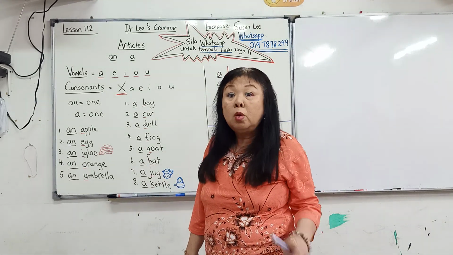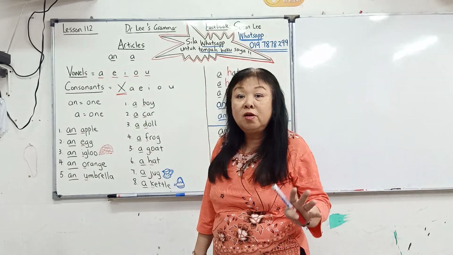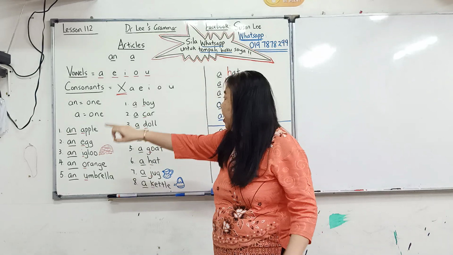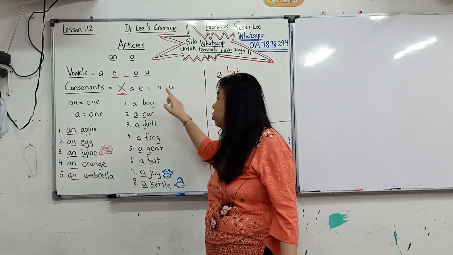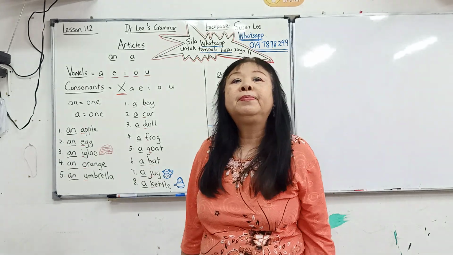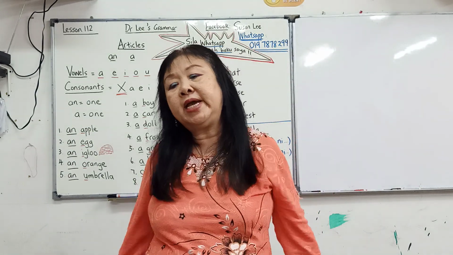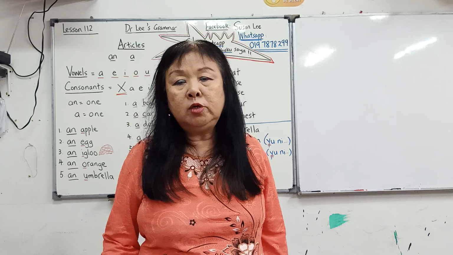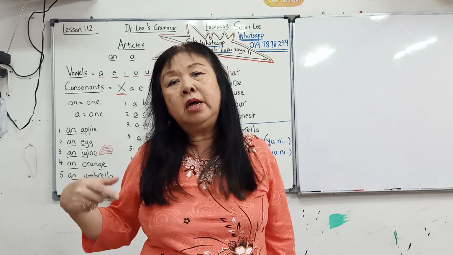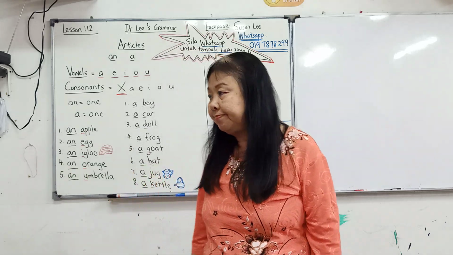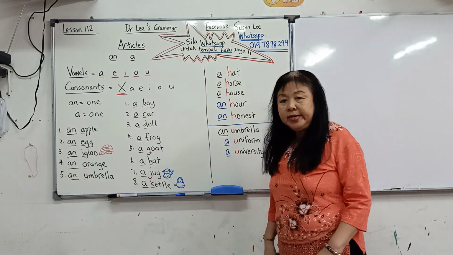We do not use an. We cannot use an because they are not A-E-I-O-U. They are consonants. So consonants means not A-E-I-O-U. So if you are talking about one consonant word, then you should use a. If you are using a vowel word, then you should use an. And then you look here.